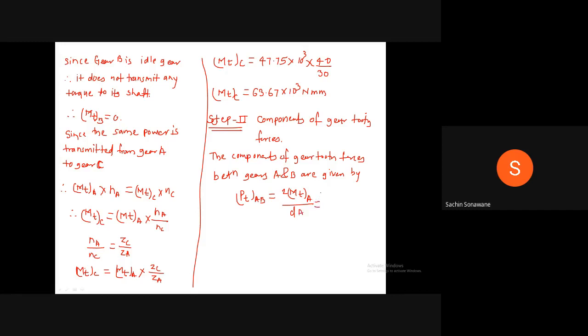Therefore, calculate the value: 2 into 47.75 into 10 raised to 3, divided by DA. How much is DA, or the pitch circle diameter of gear A? 150. Therefore, calculate the tangential force between A and B.